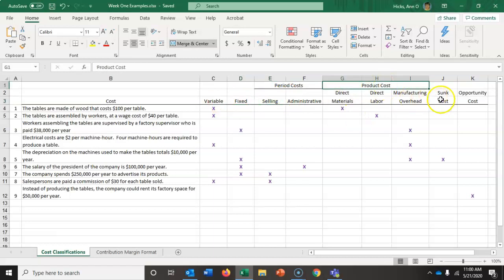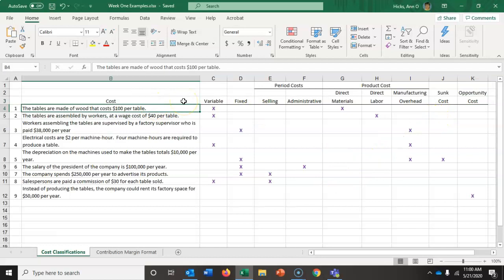And then lastly, we want to look at whether or not these costs are relevant to decision making. And so we want to identify whether we have a sunk cost or an opportunity cost. So let's start with the first one.